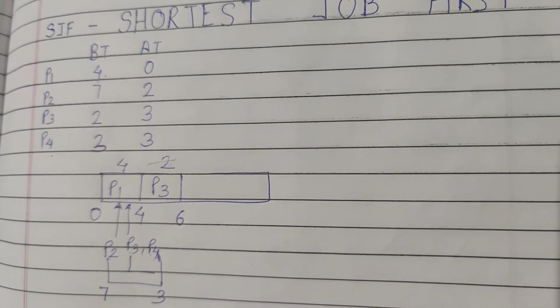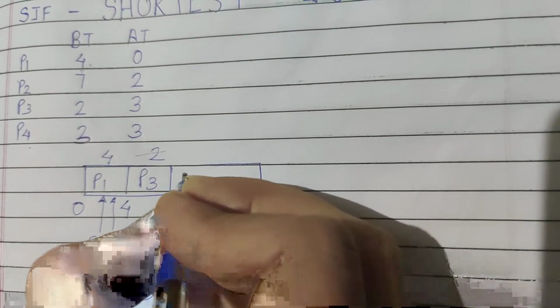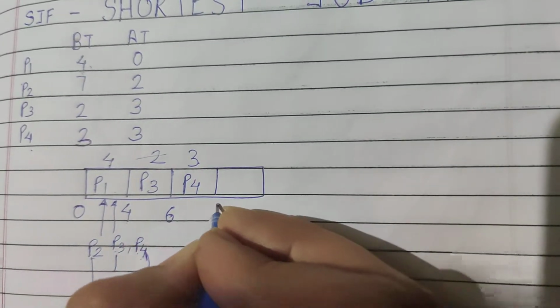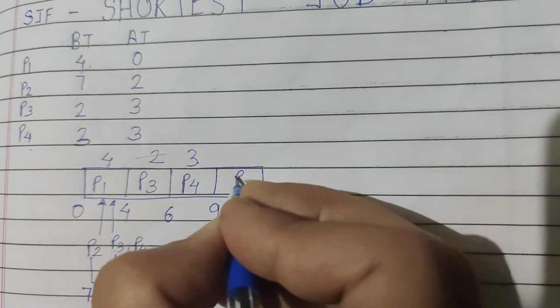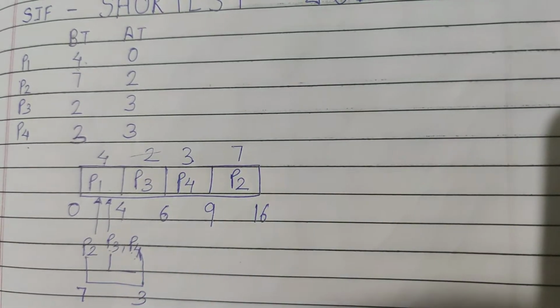So we compare P2 and P4: for P2 it is 7 and for P4 it is 3. So here P4 will execute first. P4 will execute for 3, that is 6 plus 3, so here it will be 9. And after P4 only P2 is left. So P2 will execute from 9 for 7, so here it will be 16.